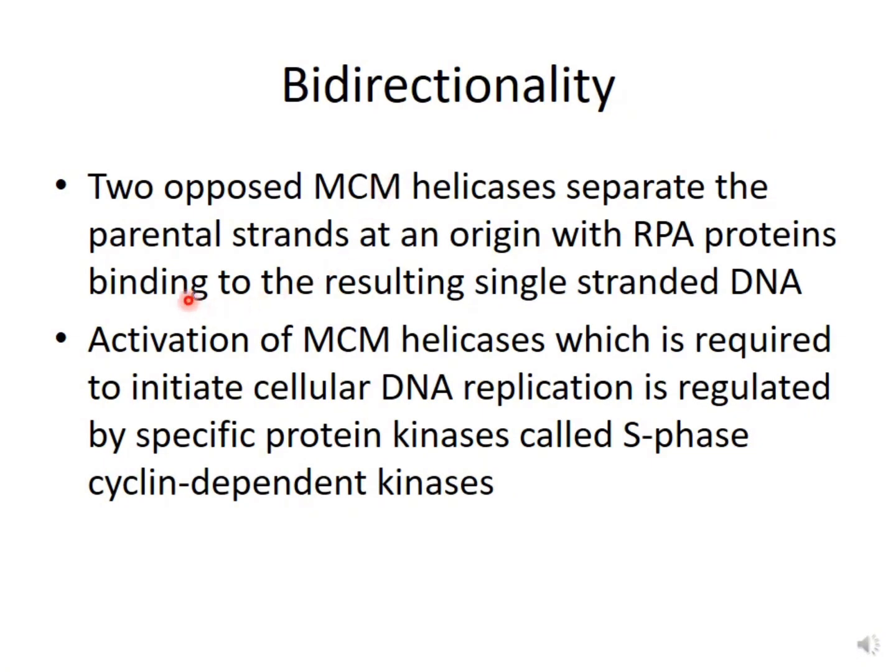So since replication is a very important central pathway that takes place in the cell, it has to be highly regulated, and that regulation takes place by a specific protein kinase called the S-phase cyclin-dependent kinase. Once this kinase activates the MCM helicases, the S phase of the cell starts, and if you remember, during this S phase, the amount of DNA in the cell doubles, because the S phase is the phase during which DNA is replicated.